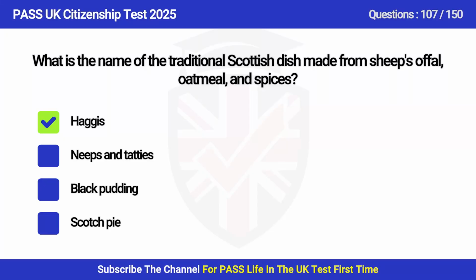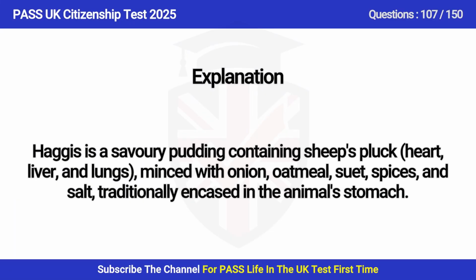Answer is A. Haggis. Haggis is a savory pudding containing sheep's pluck (heart, liver and lungs), minced with onion, oatmeal, suet, spices and salt, traditionally cooked in the animal's stomach.